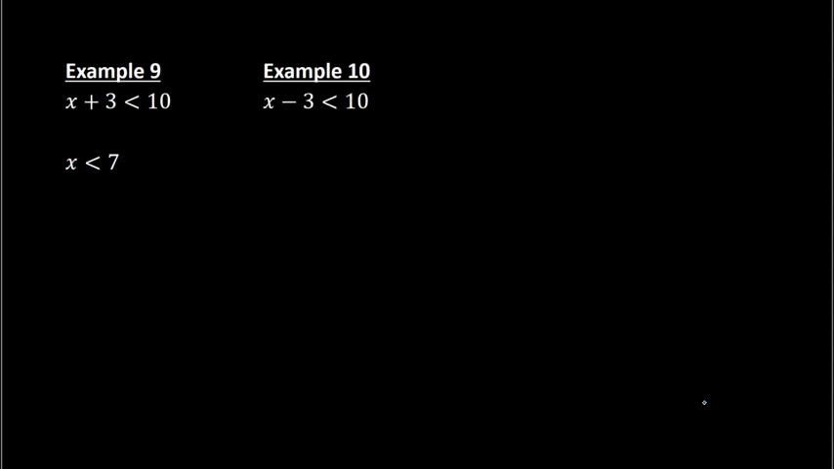Example 10. I have x minus 3 is less than 10. To get rid of subtraction, I need to add 3 to both sides. So we'd have x on the left, and then 10 plus 3 is 13 on the right. So my answer is x is less than 13.